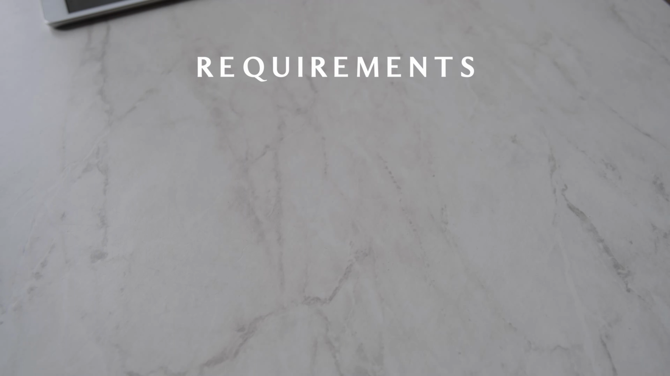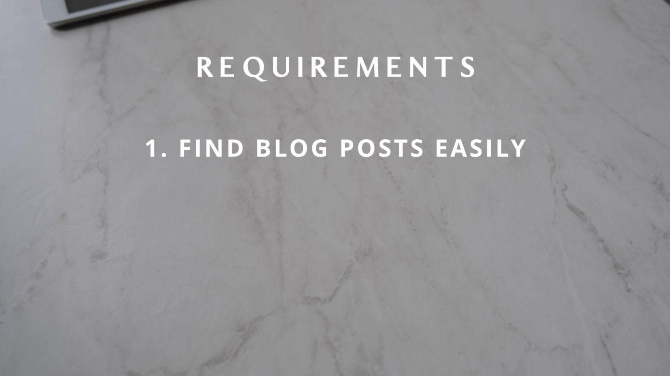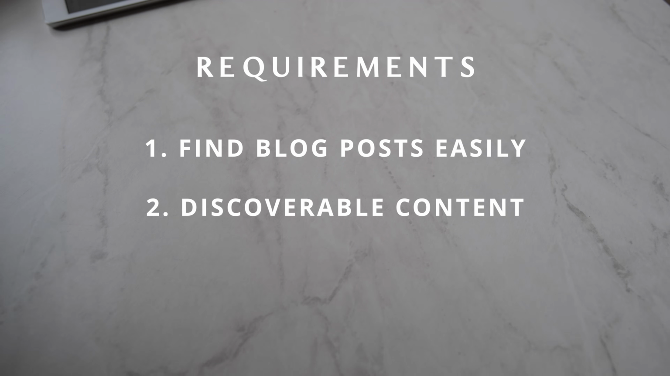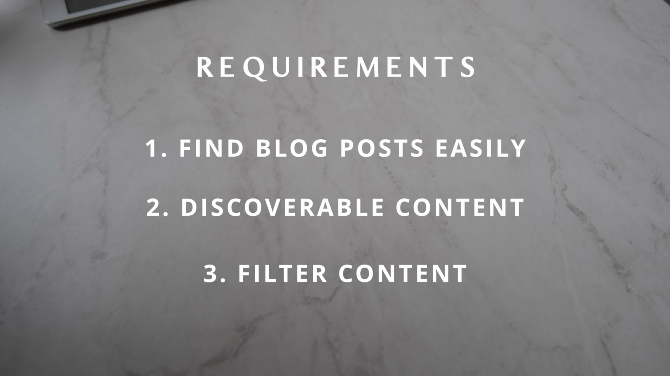So for this travel blog, what is the end goal for the user? I've written down some of the goals that I really want for the users when they come visit my website. The first is to be able to find a specific blog post easily. The second is to be able to make my content very discoverable. The third is for them to be able to filter and look for certain places by location or activity.